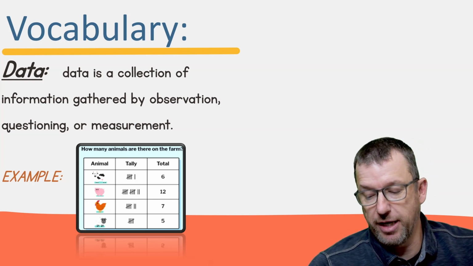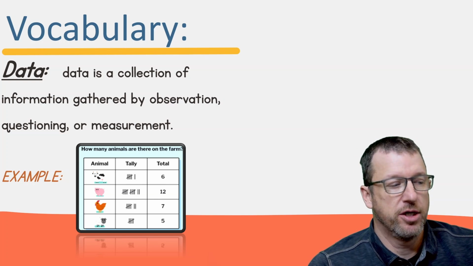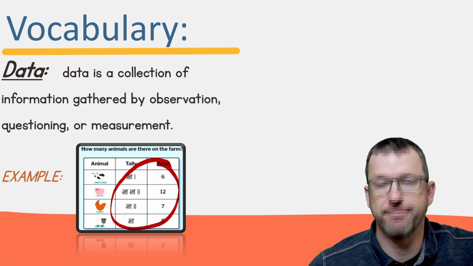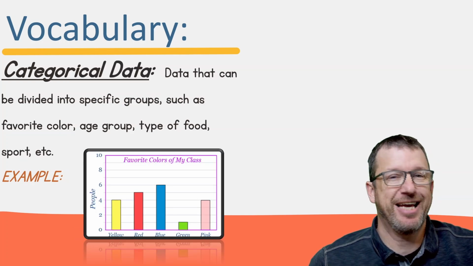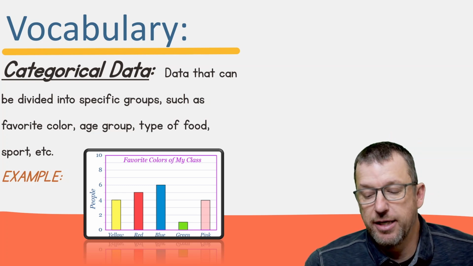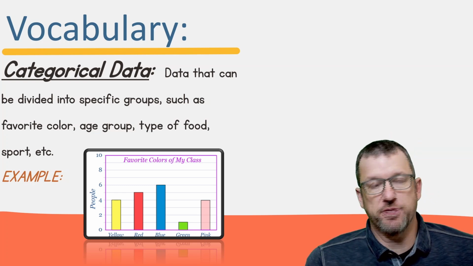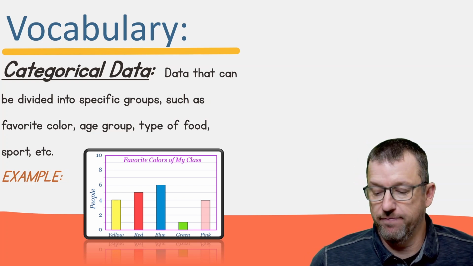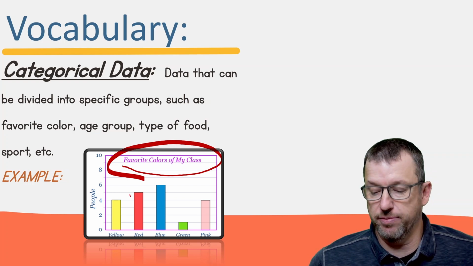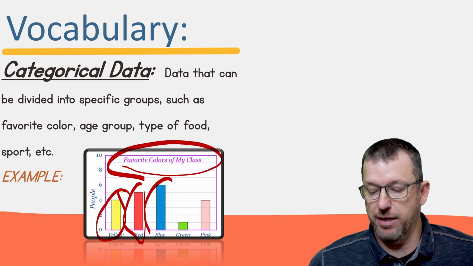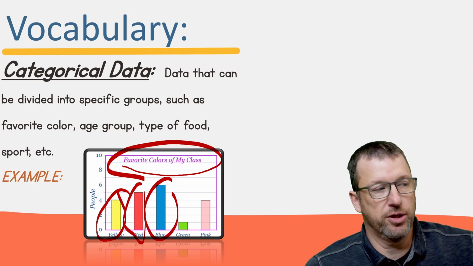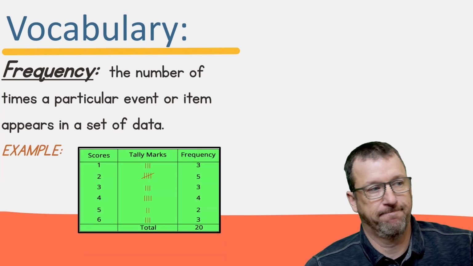So like this one, how many animals are there on the farm? When they went around and counted the animals on the farm, they collected data. That's what data is. Okay, categorical data is the same thing. It's the information that you gather. However, it's when the data can be divided into very specific groups. Like for this one, all the data is broken into categories by color. So they asked this group, I like yellow, I like red, whatever it might be. The data is collected into categories, and so it's called categorical data.